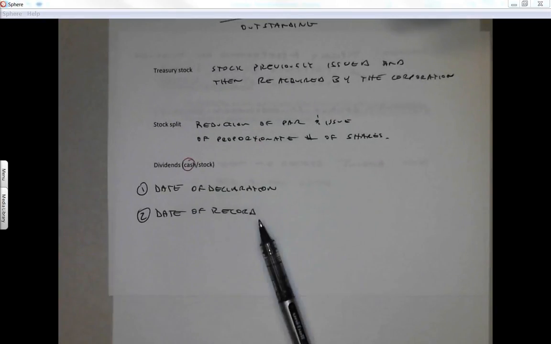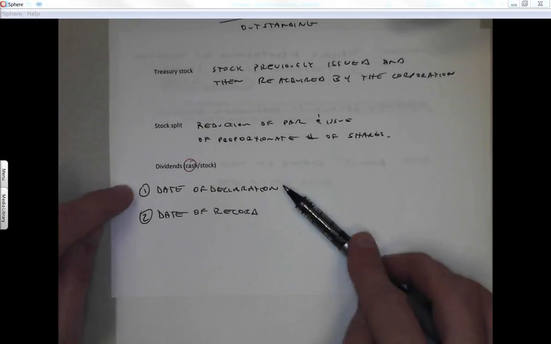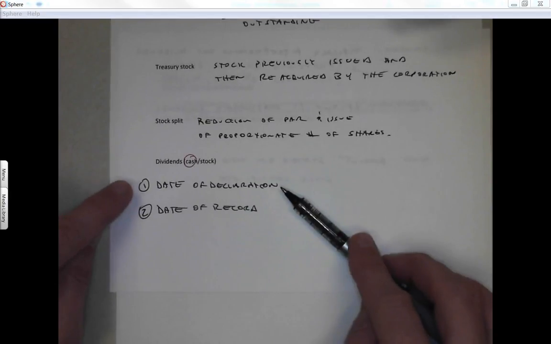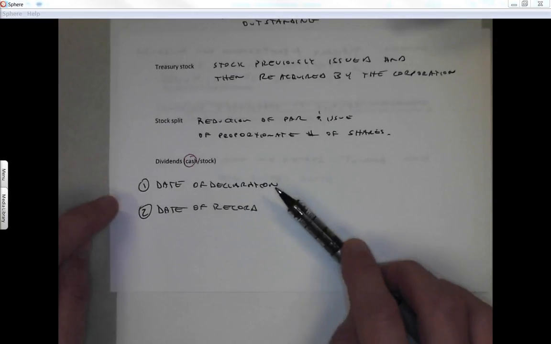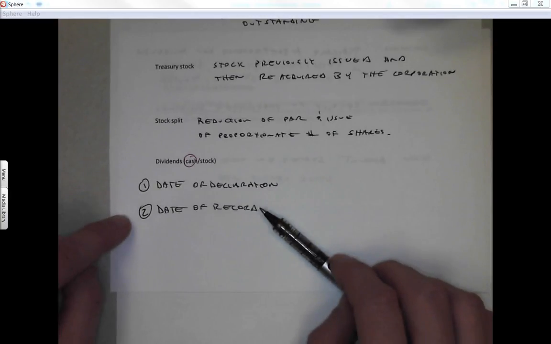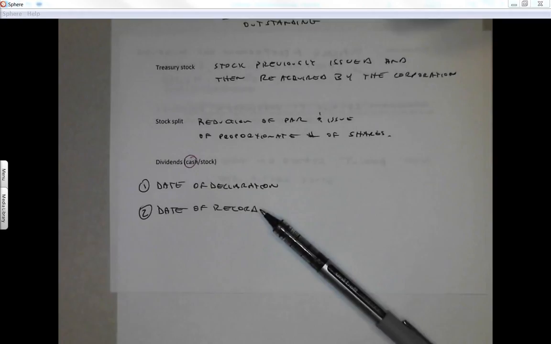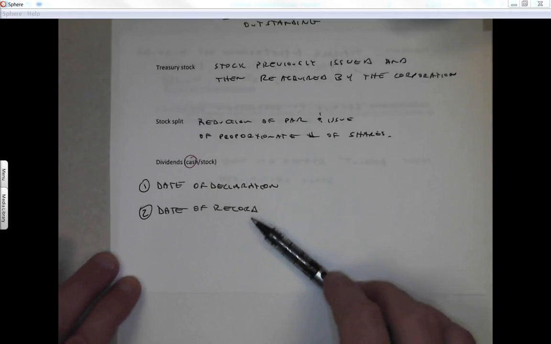At some point, you've got to draw a line in the sand and decide who owns the stock, because the stock might be getting bought and sold every day. So say they meet on December 15th, and they say, we are declaring that as of December 31st, the date of record, everybody that owns stock at the end of December 31st gets the dividend. So the date of record is the date that they look to see who owns the stock, because that's who they're going to write checks to. And they're not always going to be the same date.